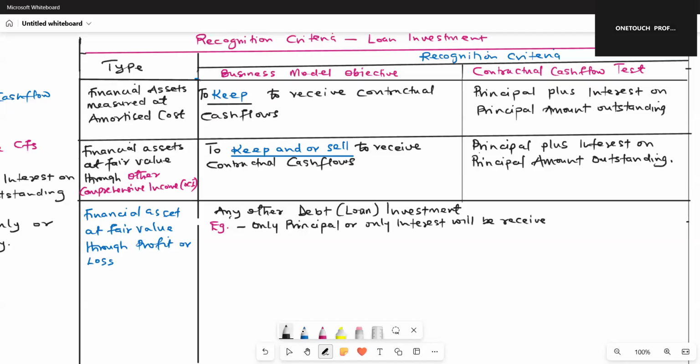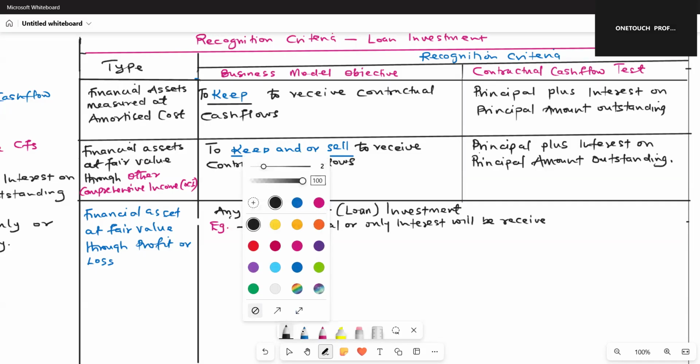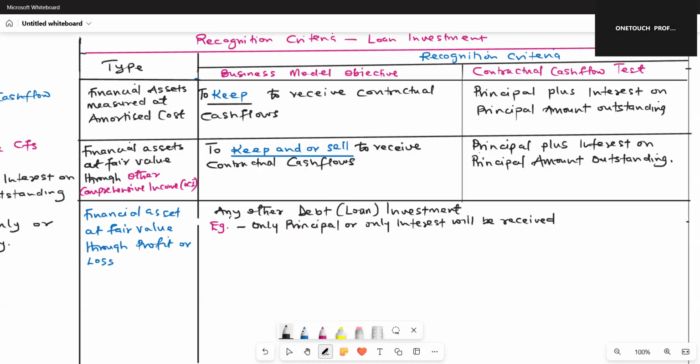Okay. So for example, where we are talking of financial asset at fair value through profit or loss, if the instrument will pay only the principal or only interest, then it cannot fit any of the first two criteria. So we measure it at fair value through profit or loss.